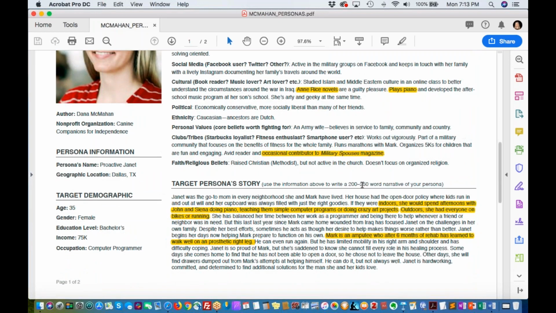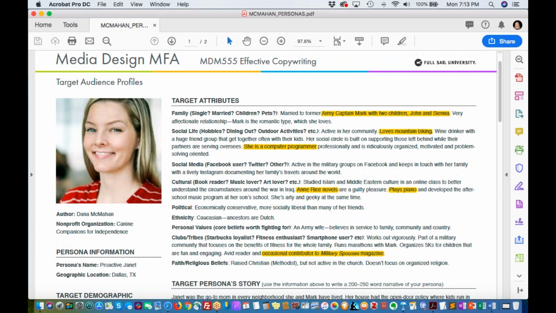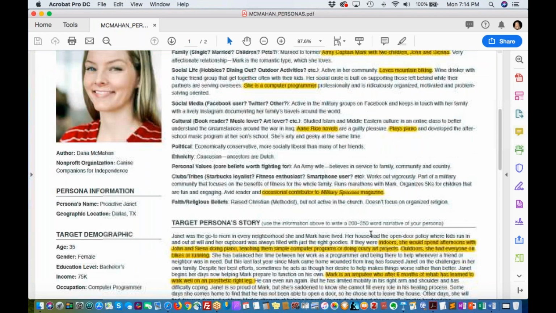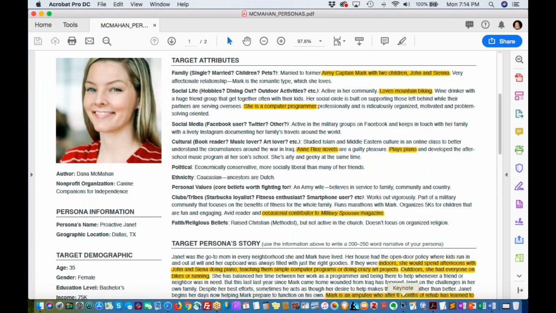So when you tell your story, you're going to write a little story about them in 200 to 250 words that really walks us through a day in the life of this person. Remember, personas are meant to grab your attention so that you understand who your audience is. You can think about Stephanie in the previous example, or this one's Janet. You can see her picture. You understand who she is from all the details that are in her story.